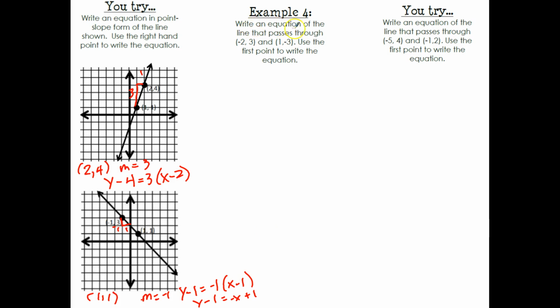All right, so write an equation of a line that passes through negative 2, 3, and 1, negative 3. Use the first point to write the equation. Again, we're writing this in point slope form. So in order to find this equation, we must find the what? We have the point. We're missing the what? The slope. So we do negative 3 minus 3 over 1 minus negative 2. Changing y over changing x, we get negative 6.